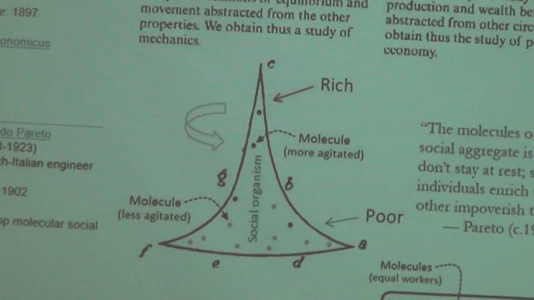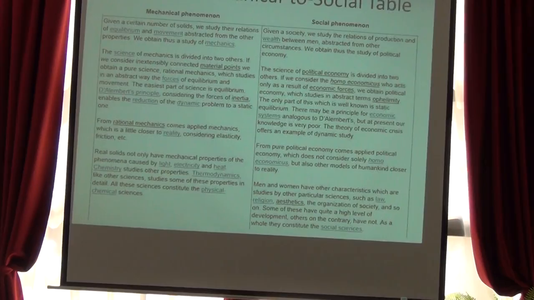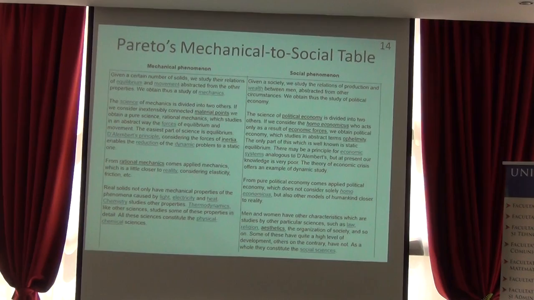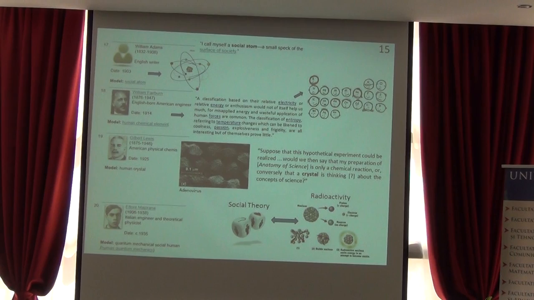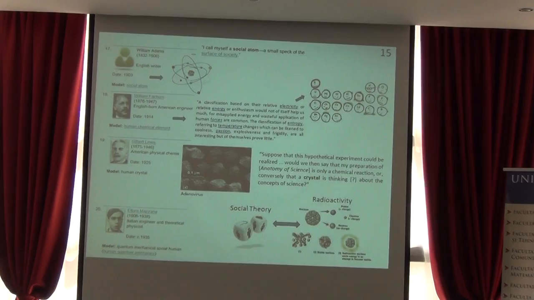Here's Pareto's table. You can go online. If you want to read more of this, just go online and type in Pareto's table and you'll be able to read the whole thing on the website. So, Lowland Fairburn here, there's actually a two-volume book here.